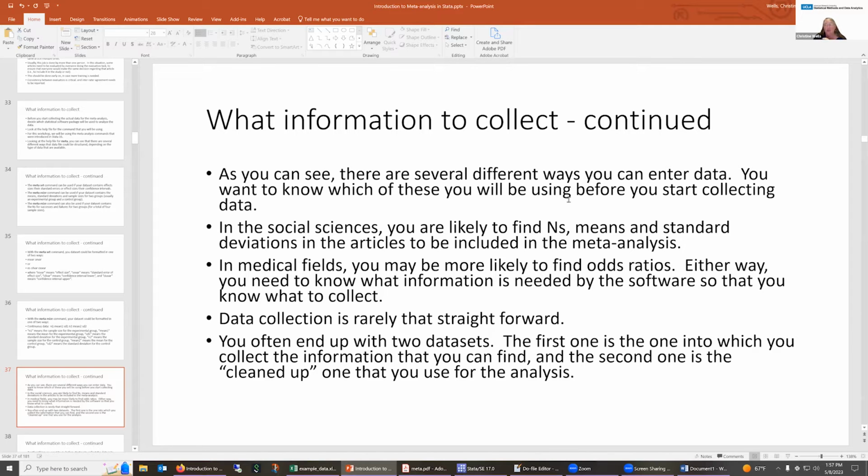Data collection is rarely straightforward, okay? Here's the point about the two data sets. Don't worry about it. You will have two data sets. It's all good. The other magic here, the other thing that you really need to keep track of is where you're finding this information within the article.